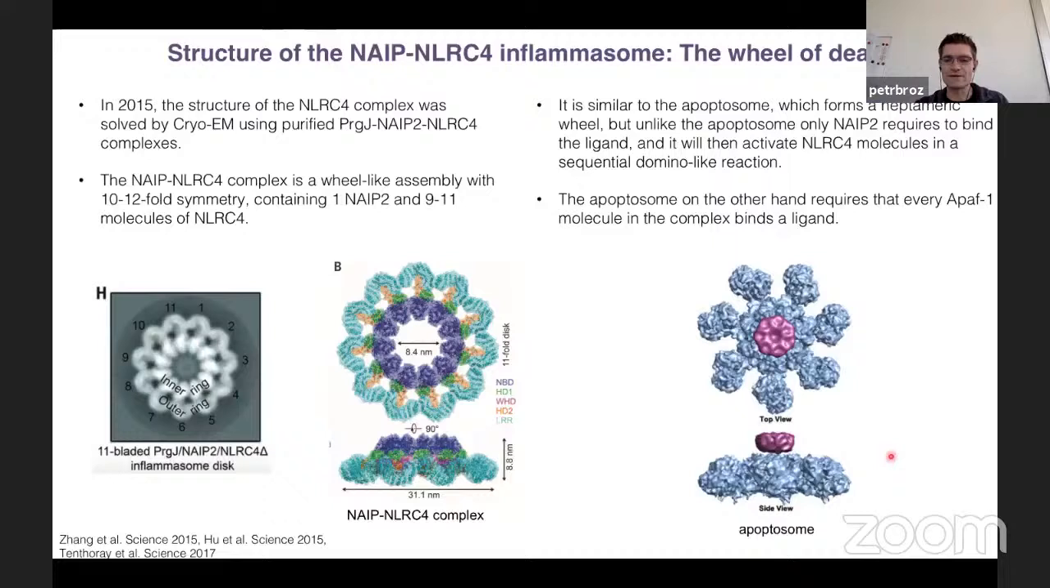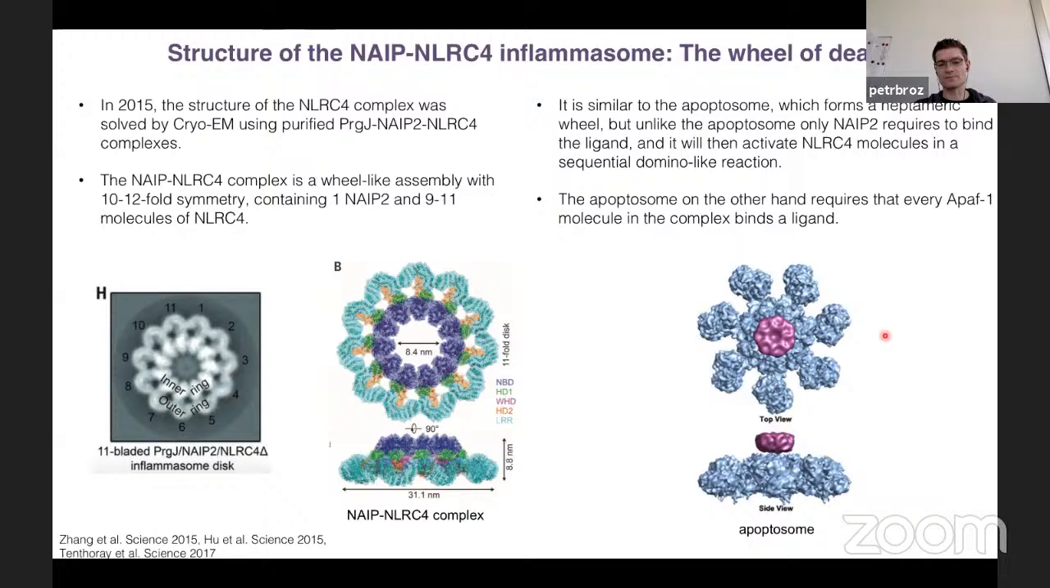This is very similar to the apoptosome when you compare it. The apoptosome has this heptameric complex. What is different, of course, is that it has more subunits, and not all of the subunits are the same. In this averaging, you can't see the differences between NLRC4 and the NAIP, but a later publication showed much more clearly that one of those subunits is different in its structure. Also, only the NAIP is bound to a ligand, while here all APAF1 molecules are bound to cytochrome c in the complex.